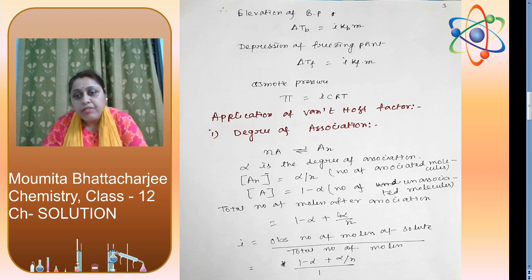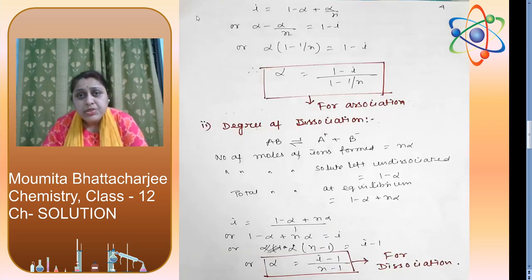Now the total number of moles after association will be 1 minus alpha plus alpha by n, and i we know is the observed number of moles of solute divided by the total number of moles. So we can write (1 minus alpha plus alpha by n) divided by 1. So i becomes 1 minus alpha plus alpha by n. Here alpha minus alpha by n equals 1 minus i. This is a simple derivation. Alpha common: alpha times (1 minus 1 over n) equals 1 minus i.